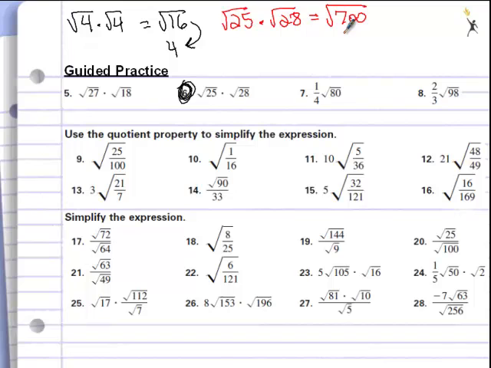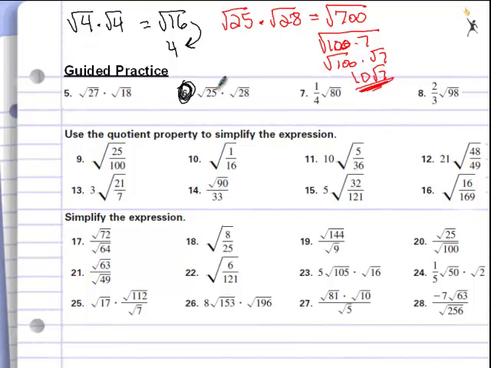Now, I know right away that the square root of 700 can be broken down into 100 times 7. You might ask yourself, why did he use 100? Let me show you. 100 is a perfect square. The square root of 100 times the square root of 7 can be reduced to 10 times the square root of 7, because the square root of 100 is 10. And so for number 6, my reduced answer can be 10 square root of 7.